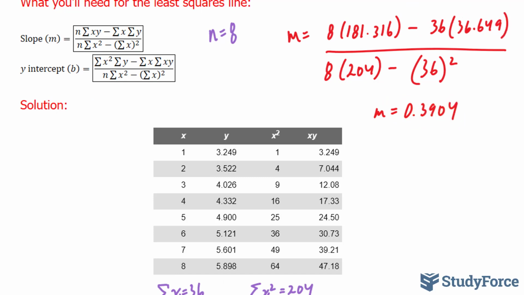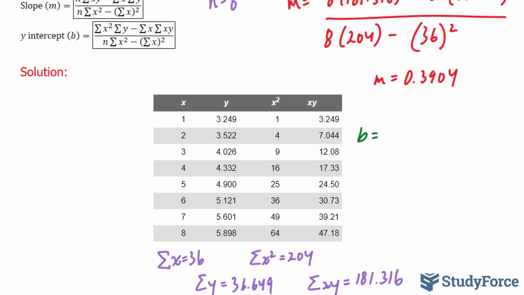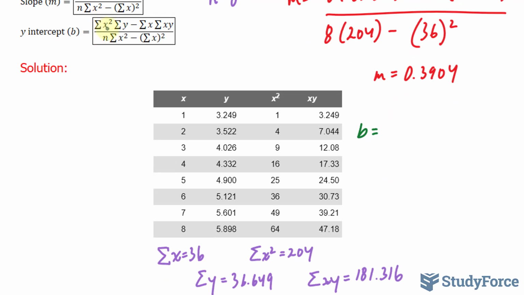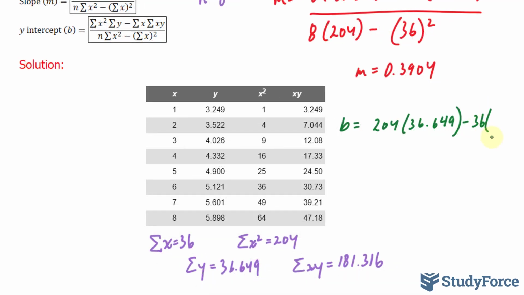Now I have to do the same thing for the y-intercept, where I'll use this formula, b is equal to, and remember your values, you add x to the power of 2, its sum, times y, so 204 times 36.649 minus the sum of x times the sum of xy, 36 times 181.316, over, the bottom part is my n value of 8 times 204 minus 36 to the power of 2.